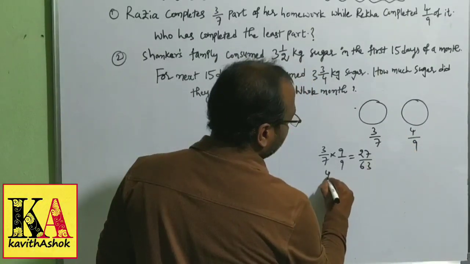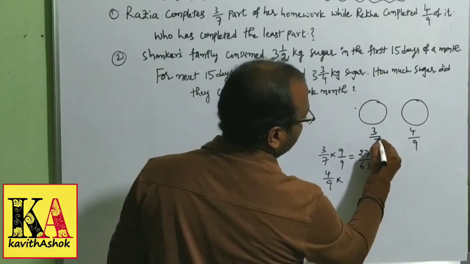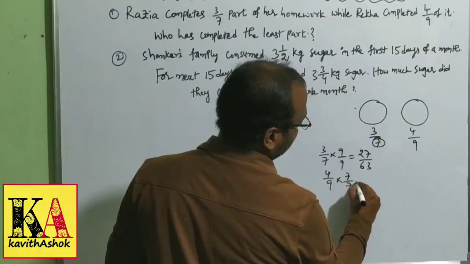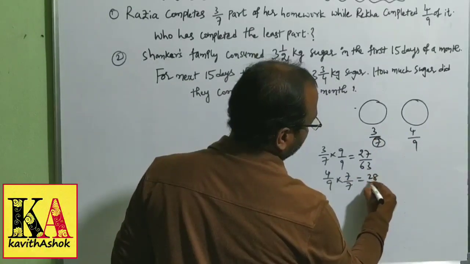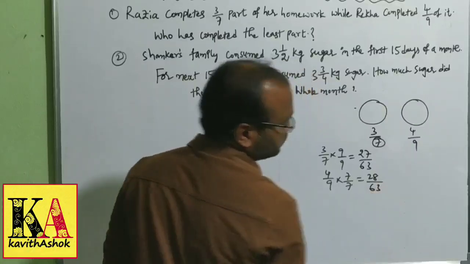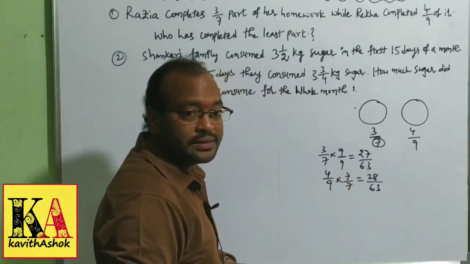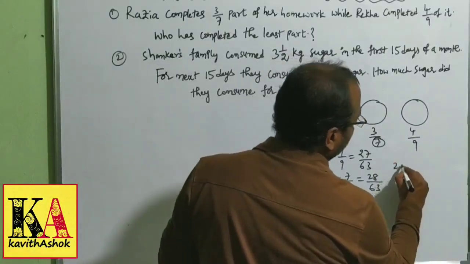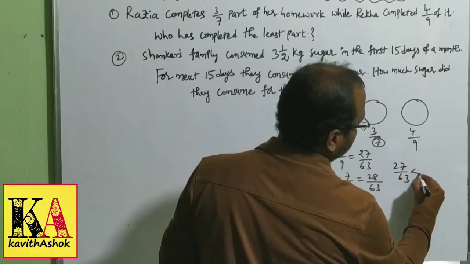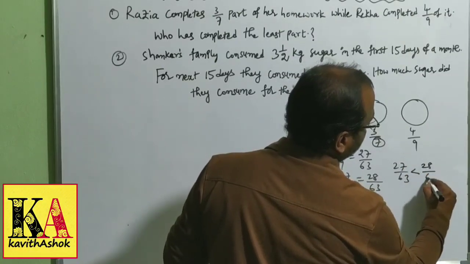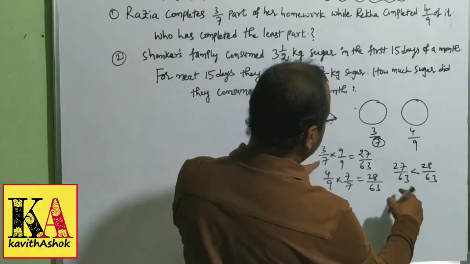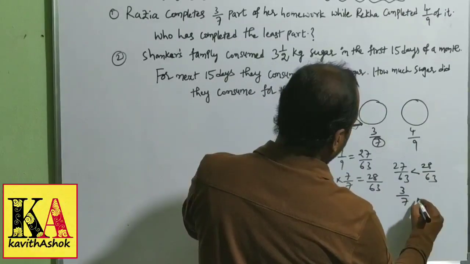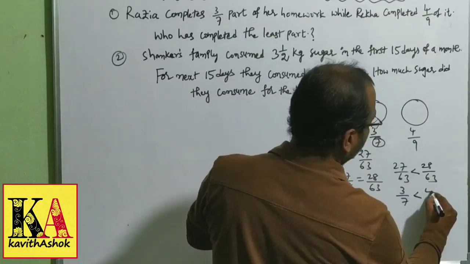Same, 4 by 9 is there. Here the denominator is 7, so just multiply and divide with that. 4 7s are 28, 9 7s are 63. Now these two are like fractions. Now it is very easy. 27 by 63 is less than 28 by 63. 27 by 63 is nothing but 3 by 7. It is less than 4 by 9.